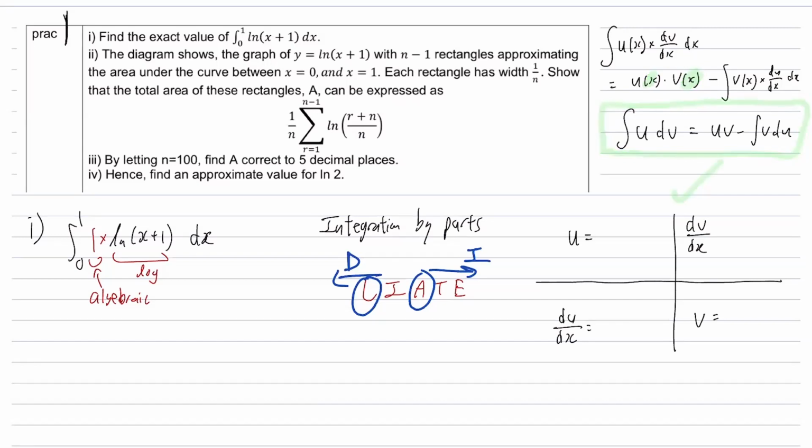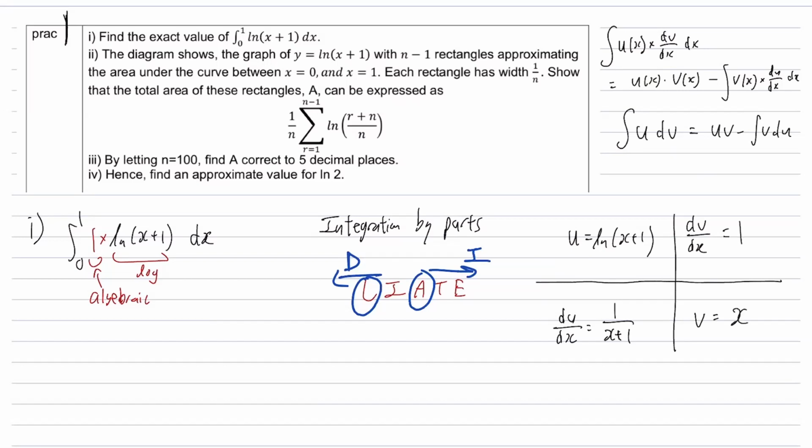Okay? So u will be differentiated. Who should be differentiated? Should it be the ln or the 1? The ln. Ln of x plus 1. Differentiate, what do you get? You get 1 over x plus 1. Differentiate x plus 1, you get 1 plus 0. But 1 plus 0 is just 1, so you can ignore it. Then the other choice will be 1, integrate 1, you get x.